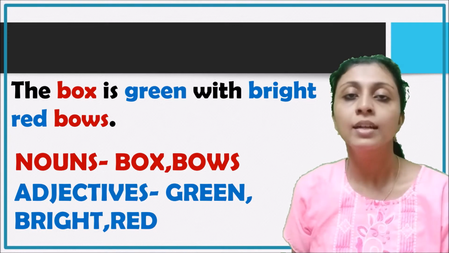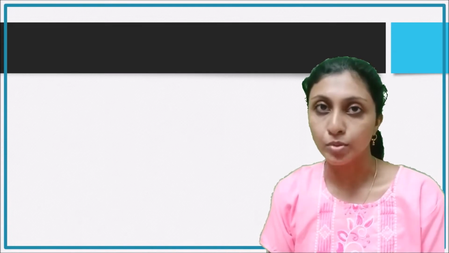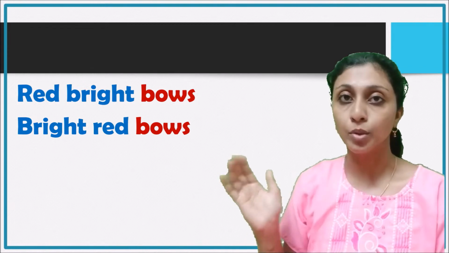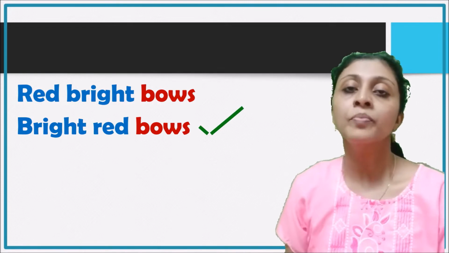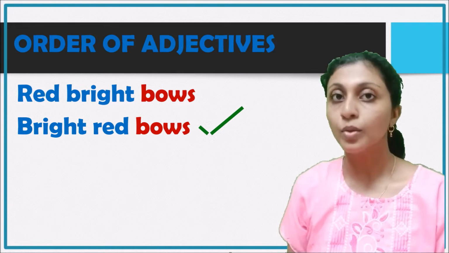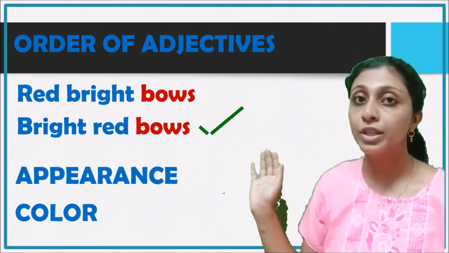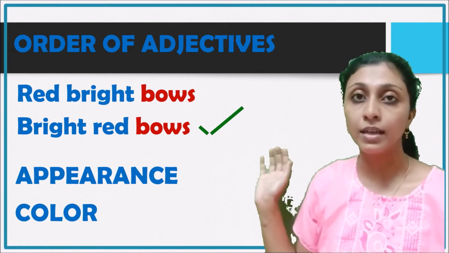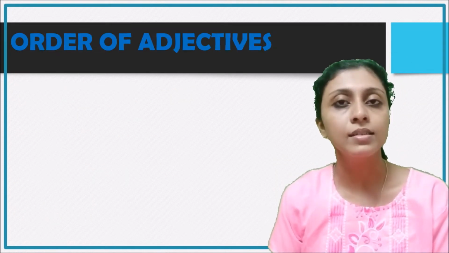You can see that the adjectives only modify the noun bows. Will you say it as red bright bows, or will you say bright red bows? Of course, you will choose the second option, which is bright red bows. So here, if you notice, the adjectives are placed in a certain order. We talk about the appearance first, which is bright, and then we're talking about the color. So the order is the appearance and then the color. There is an order in which the adjectives should be written. Otherwise, the sentence may sound absurd.